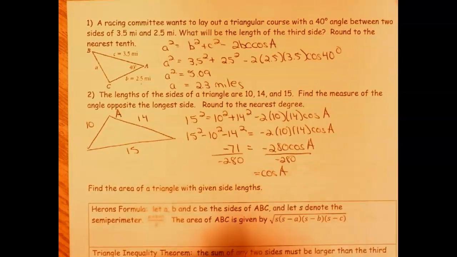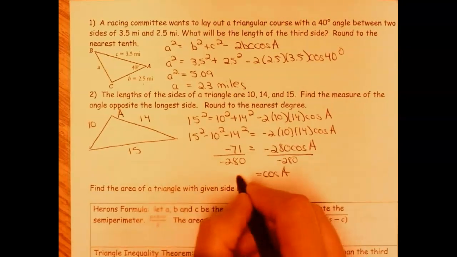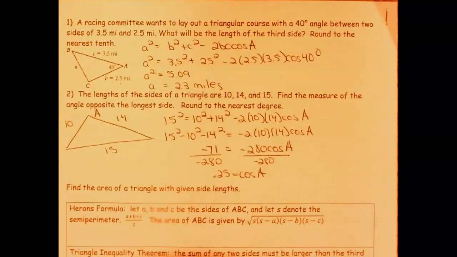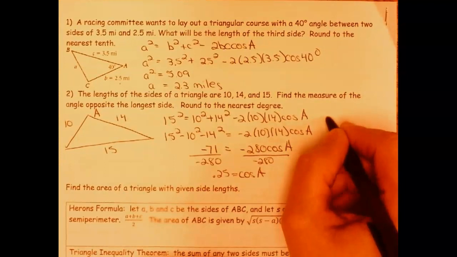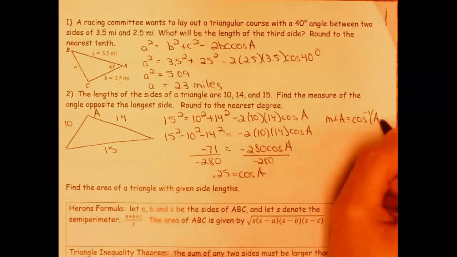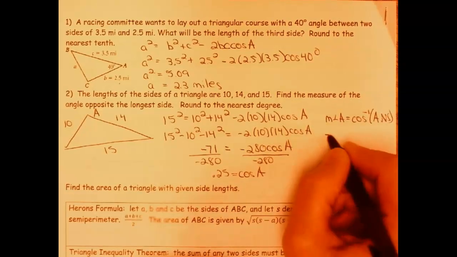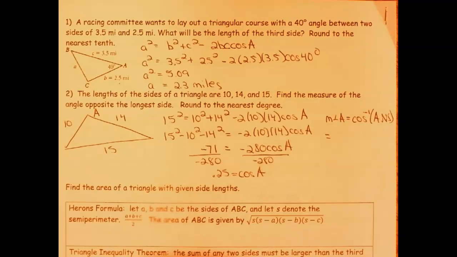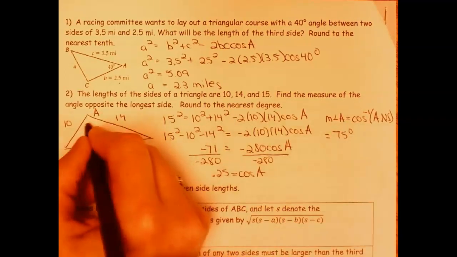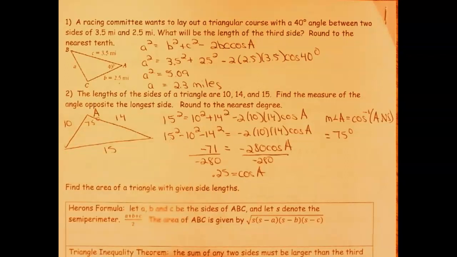We get cosine of A is equal to 0.25. Anytime we're looking for that angle, we know we need to use the inverse button. So the measure of angle A would equal inverse cosine, and we can use that answer key button as well. Plugging that in, I end up with 75 degrees for the measure of this angle.